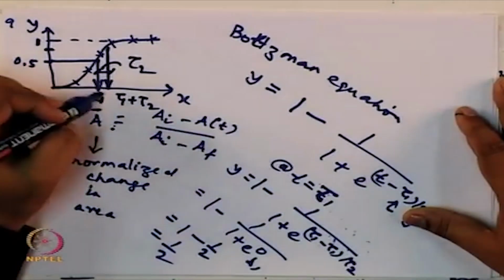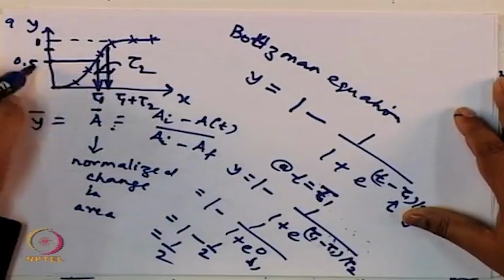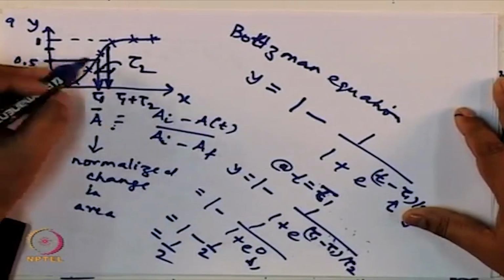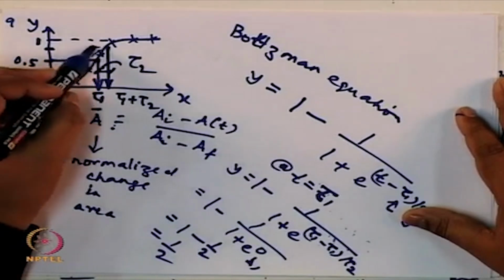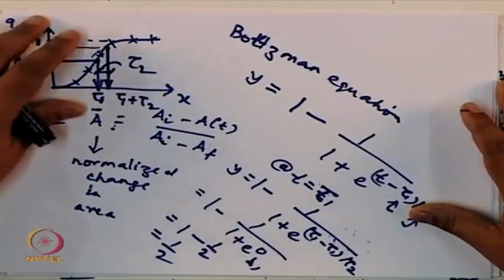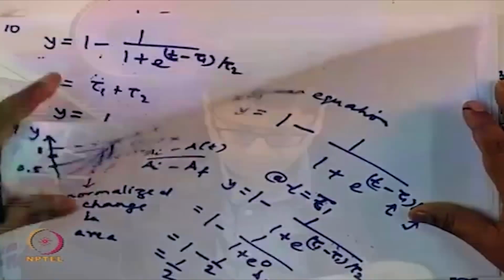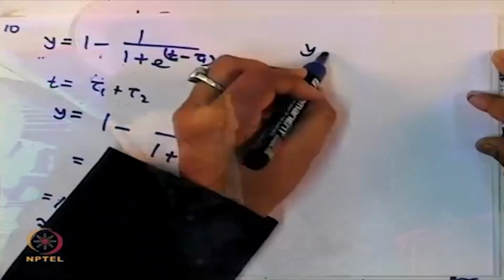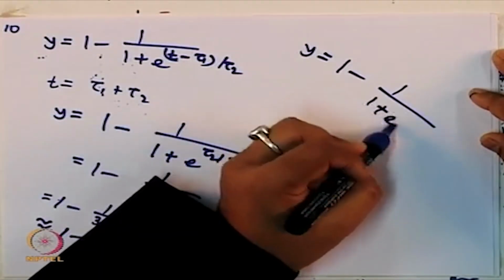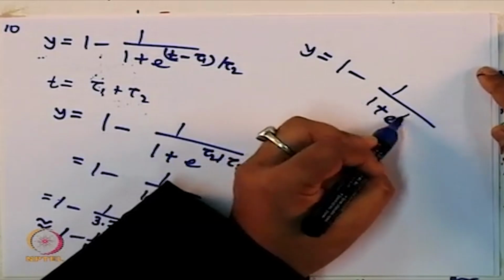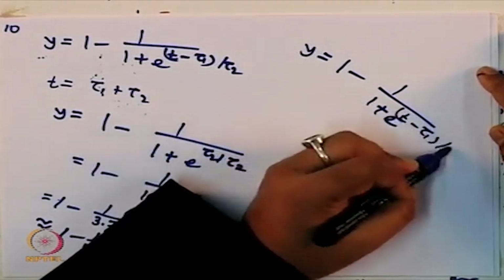So I have two time constants: tau 1 is the time it takes for half of the relaxation process to be done, and at tau 1 plus tau 2 you have nearly 75% of the relaxation done. Now, is this fit very good? If you look at the equation very closely, t minus tau 1 by tau 2.